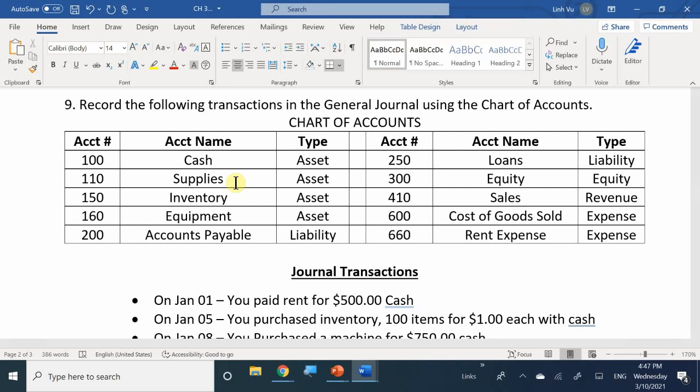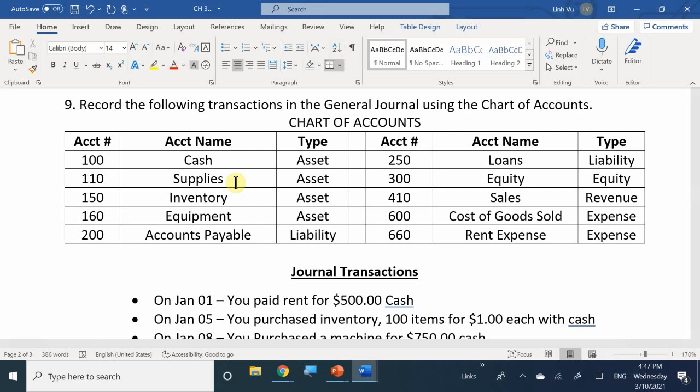Debit. Correct. Now here's the question. If I'm going to increase a liability, because I owe this company money, am I increasing my liabilities or am I decreasing my liabilities? You're increasing your liability.